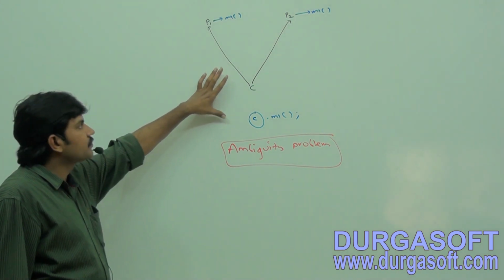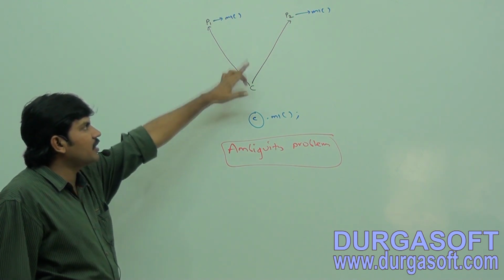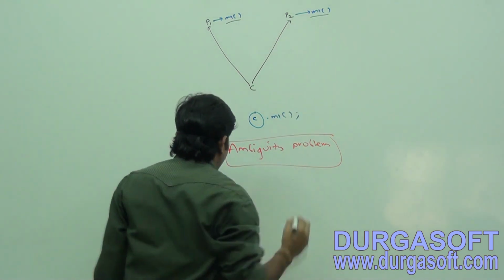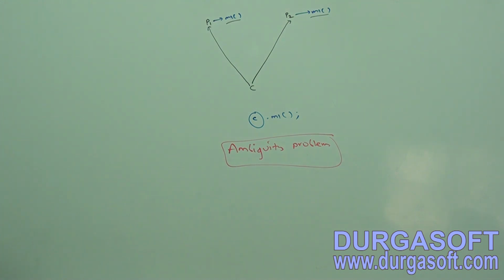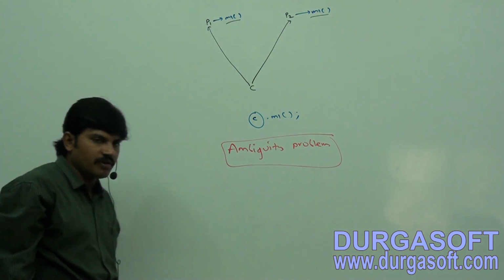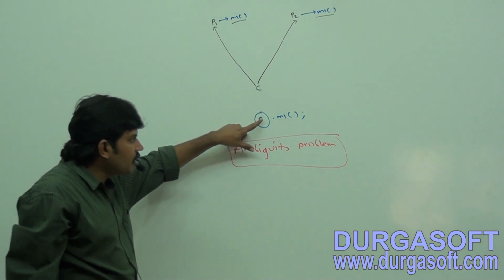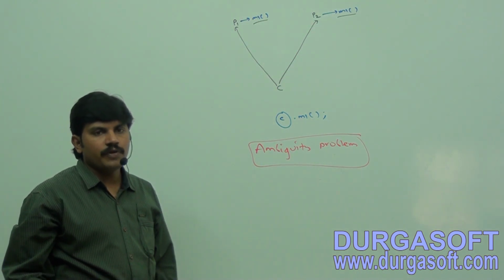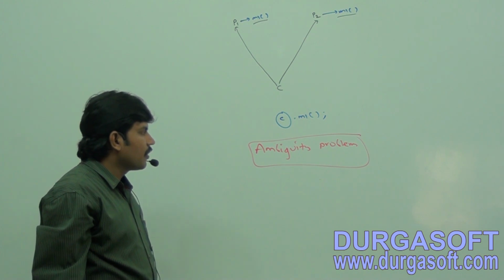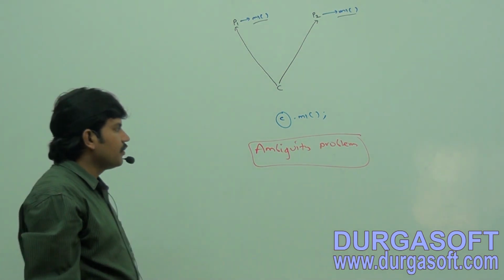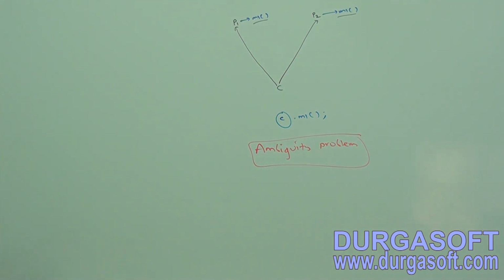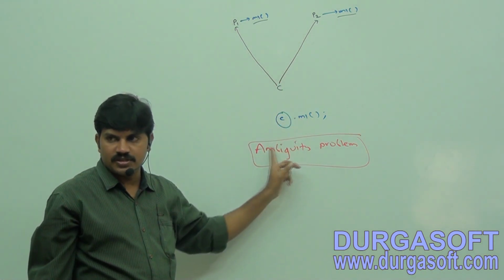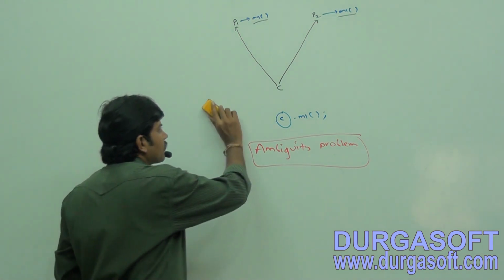Take this diagram. C extends P1 and P2. P1 contains the M1 method, P2 contains the M1 method. So on the child object, if I call the M1 method, maybe there is an ambiguity problem. Any explanation required? Okay, make sure.